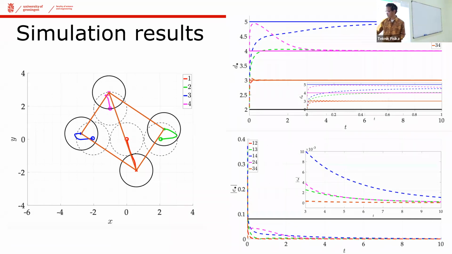So it started from a wrong shape, and it is able to converge to the right shape, shown in the rectangle, in an exponential way. The right figure is just showing the distance that is being realized, and the bottom part is the error, where you can see that the error converges very fast to 0.